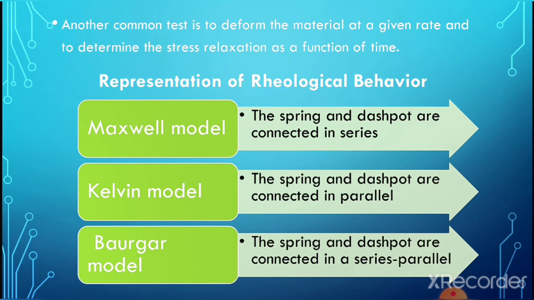Representation of rheological behavior. Rheological behavior of agricultural produce is represented by various models, that is the Maxwell model, Kelvin model, and Berger model. In the Maxwell model, the spring and dashpot are connected in series, while in a Kelvin model, the spring and dashpot are connected in parallel. In the four-element Berger model, the spring and dashpot are connected in a combination of series and parallel.